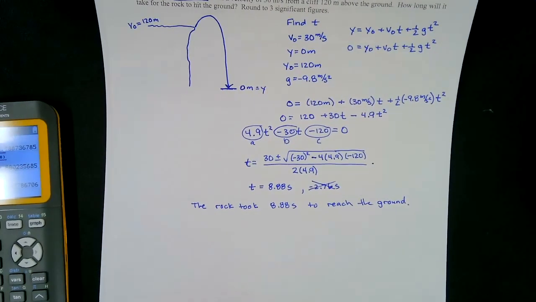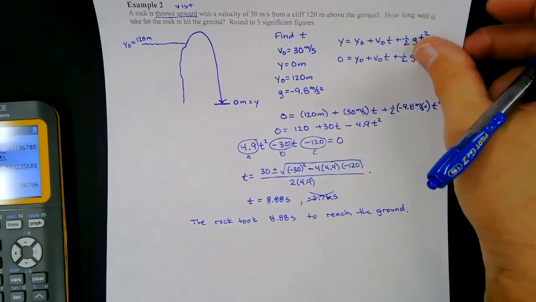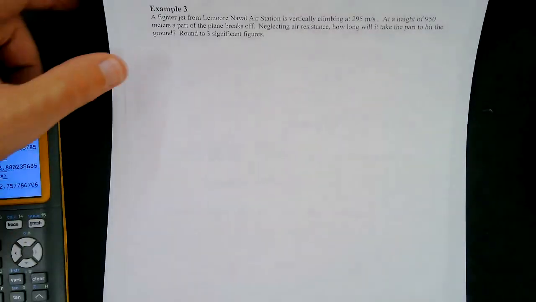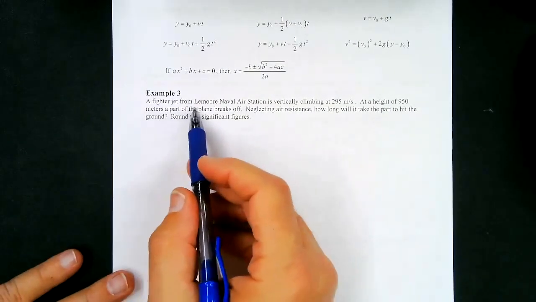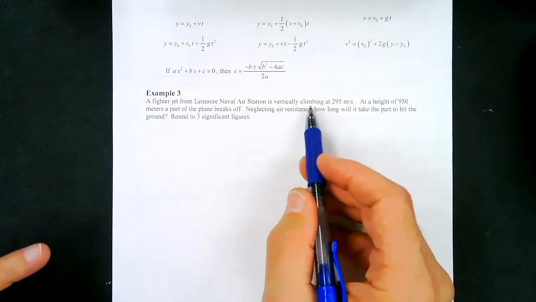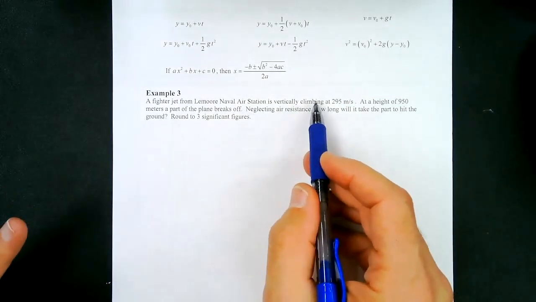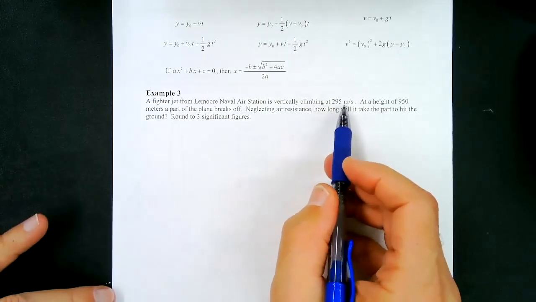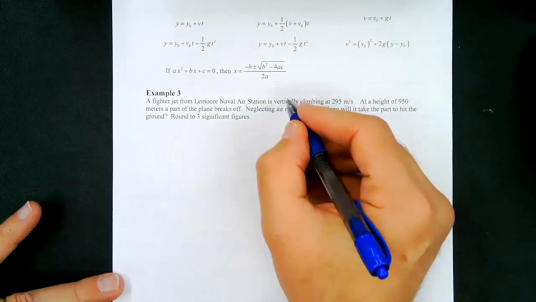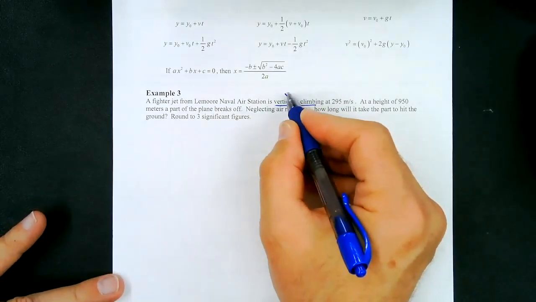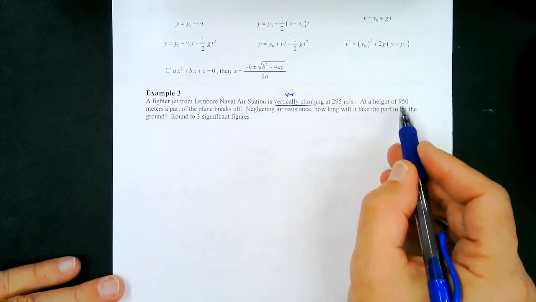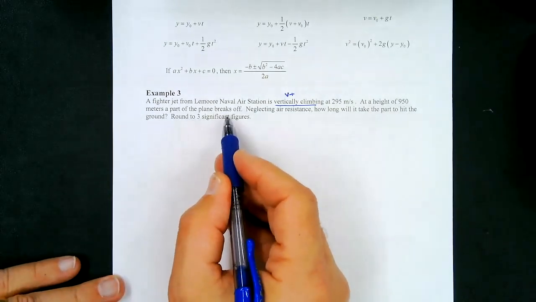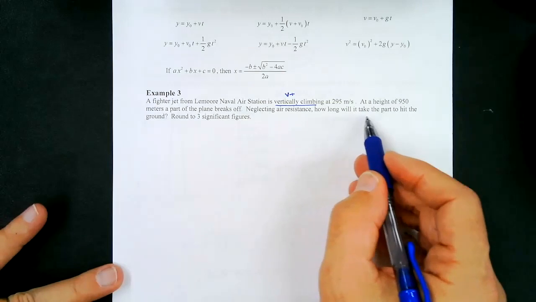All right, one more problem that I want to do with you guys. And that has to do with a fighter jet from Lemoore. All right, for this problem, we have a fighter jet from Lemoore Naval Air Station vertically climbing. So vertically means it's going up and down, but it's climbing, so that means it's going upwards at 295 meters per second. So this right here, this vertically climbing, tells you the velocity is positive, and it's at 295 meters per second. And then at a height of 950 meters, a part of the plane breaks off, okay? And so neglecting air resistance, how long will it take for the part to hit the ground?